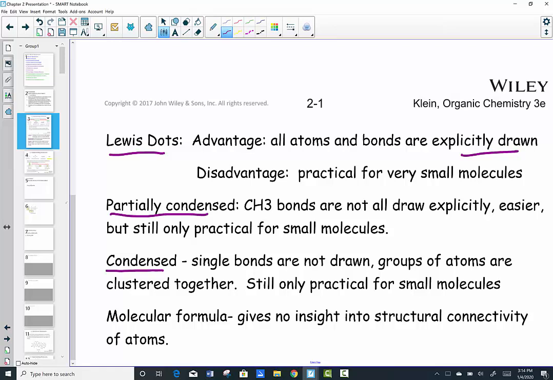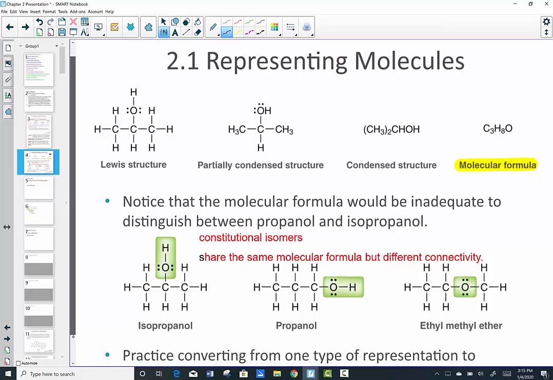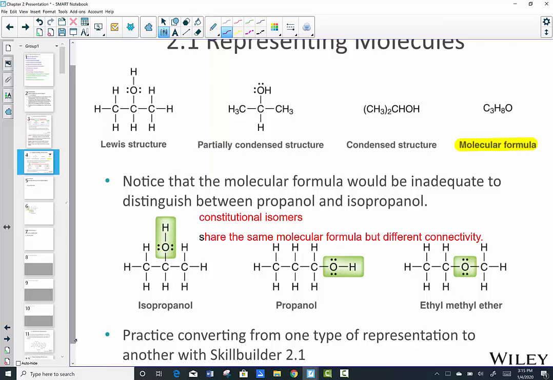And probably the least informative of all is the molecular formula, because it gives us no insight into the structural connectivity of the atoms. We have no idea what type of functional groups are present, or the order of bonding, so it's the least informative. And so, as we think about ways to represent molecules, being a complete Lewis dot, partially condensed, completely condensed, or the molecular formula, that least informative molecular formula gives us very little information. For instance, this formula, C3H8O, actually has three different isomers that it can represent.